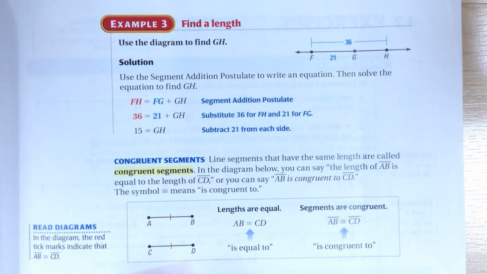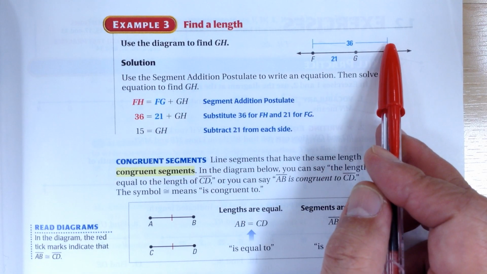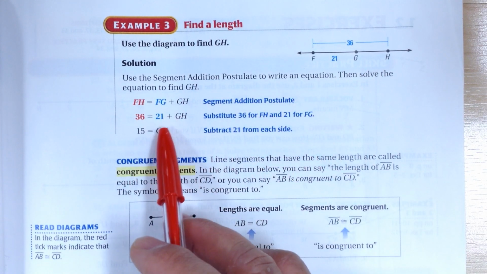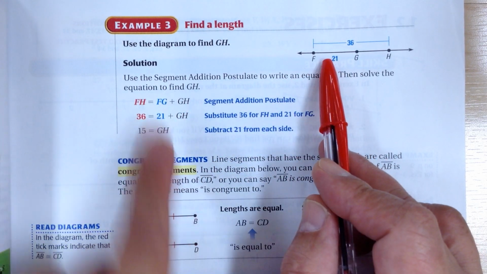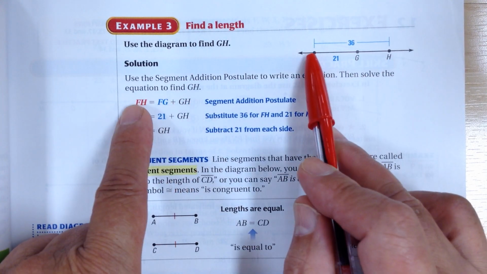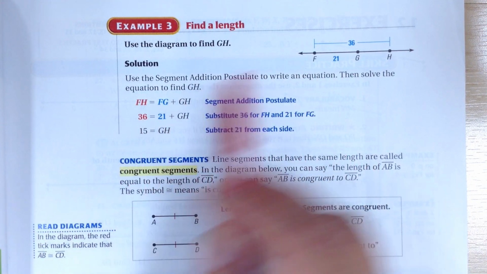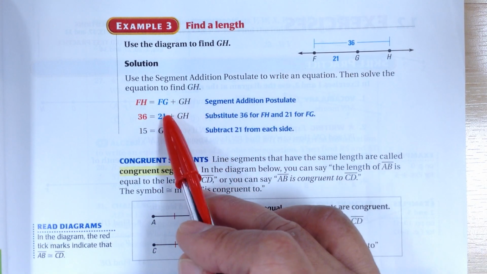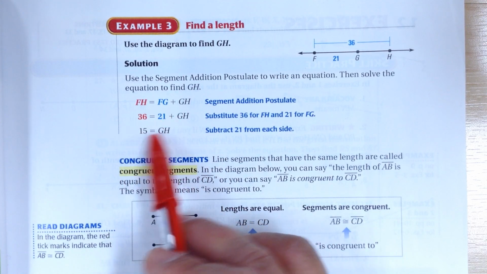Now let's go to page 11 to find a length. This one is kind of going in reverse. Before, they gave you the 2 parts and you had to find the total. But now they give you the total, and you have to find the missing length. Again, you start out with your postulate. FG plus GH will give you FH. The first part plus the second part equals the whole thing. Then you substitute the numbers. FH is 36, FG is 21. Then you subtract 21 from both sides using algebra, and you get 15 equals GH.